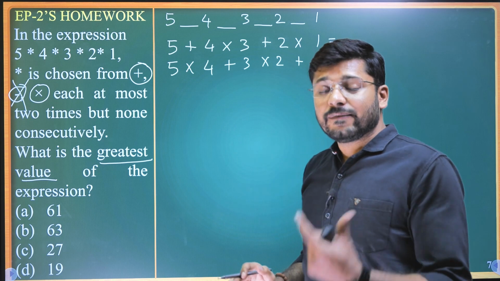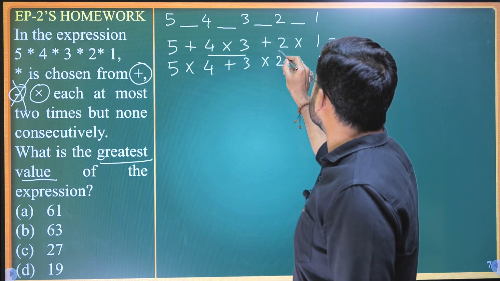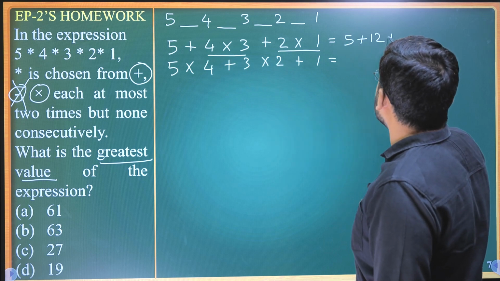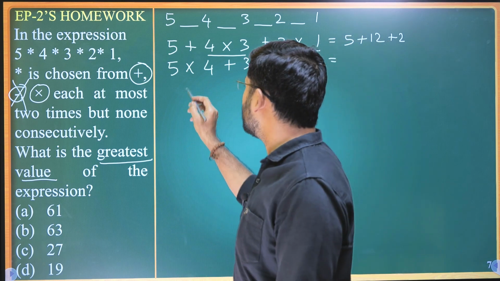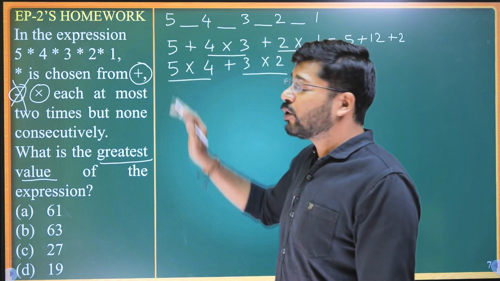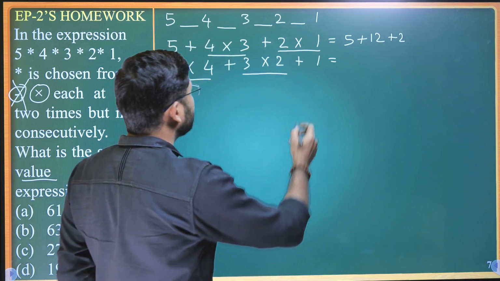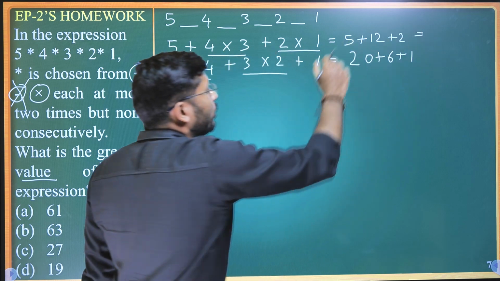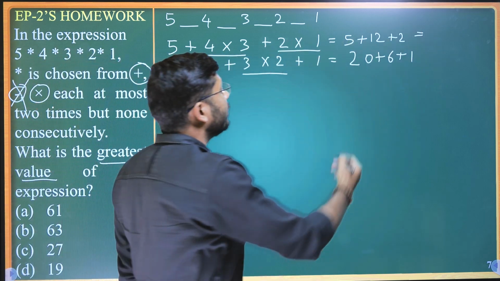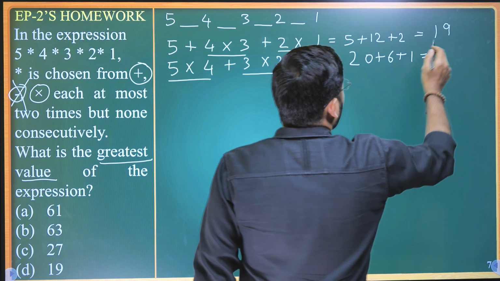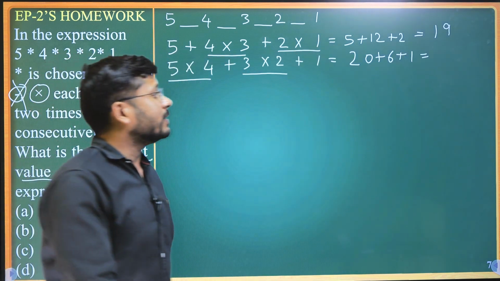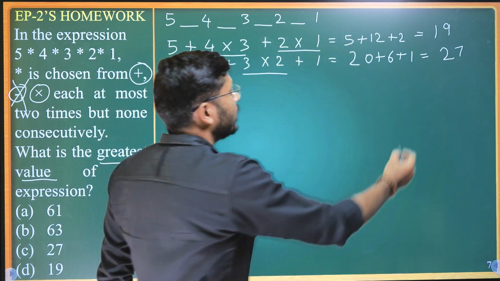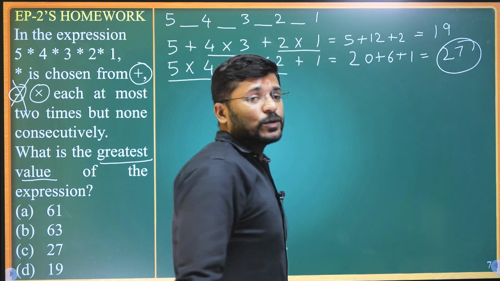As per our BODMAS rule, we need to do multiplications first. So what will this give us? 5 plus 12 plus 2. And what will this give us? Again, as per our BODMAS rule, we need to do multiplication first. So this will give us 20 plus 6 plus 1. So 5 plus 12 plus 2 will give you the value 19. And 20 plus 6 plus 1 will give you the value 27. So of these 2, which is the greatest? 27 is the greatest. So your answer will be 27.